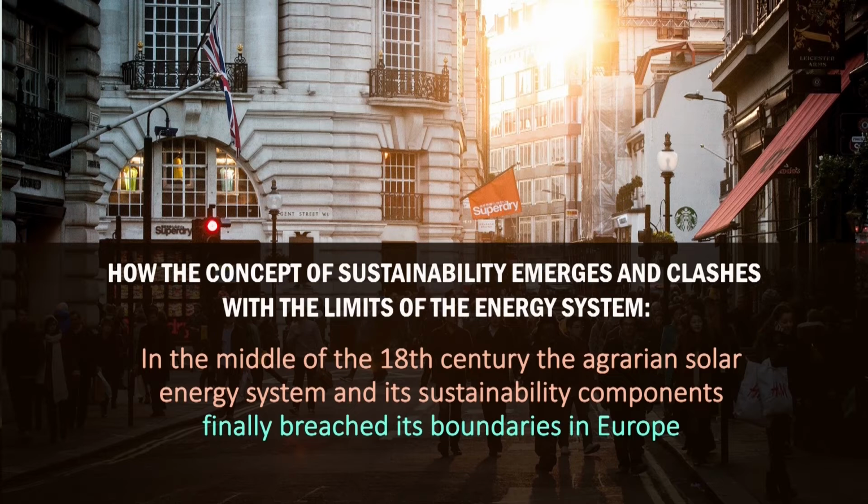The protection of the environment and energy resources against overexploitation became a central duty of regional institutions. In the middle of the 18th century, the agrarian solar energy system and its sustainability components finally breached their boundary in Europe, as the population increased and the energy system was unable to satisfy the demand. The agrarian solar energy system experienced its most serious structural crisis since its near breakdown in the middle of the 14th century. The legal system of the Almende could not prevent the breach of the ecological boundaries of local sustainability. The local sustainability system was being breached at the beginning of the industrial age.